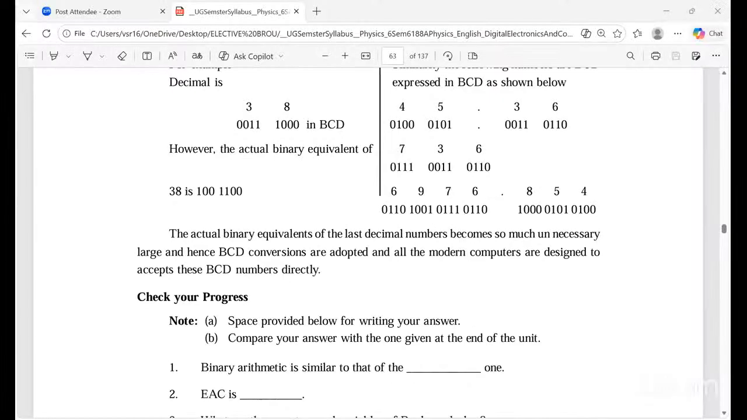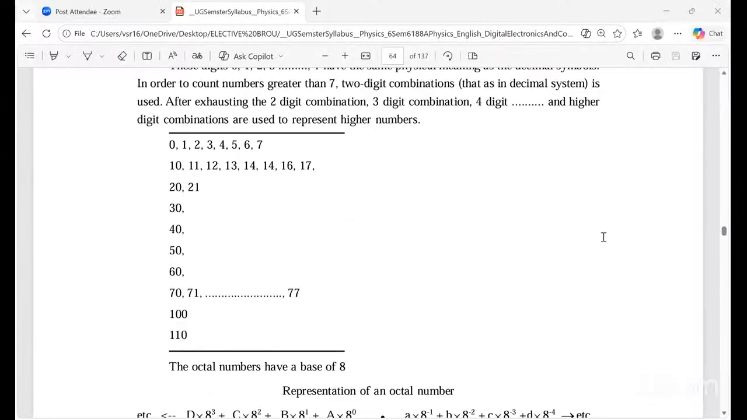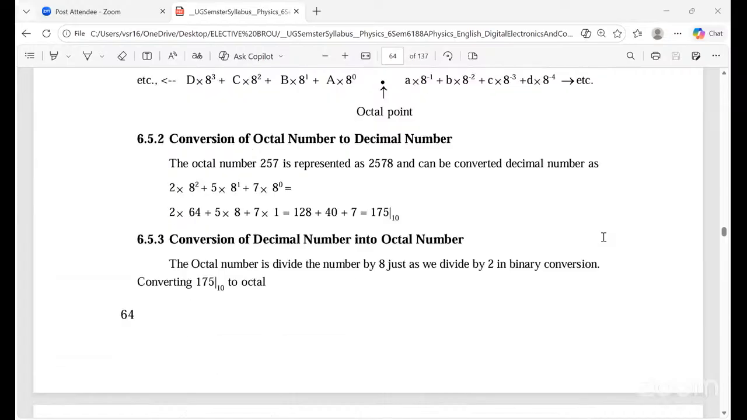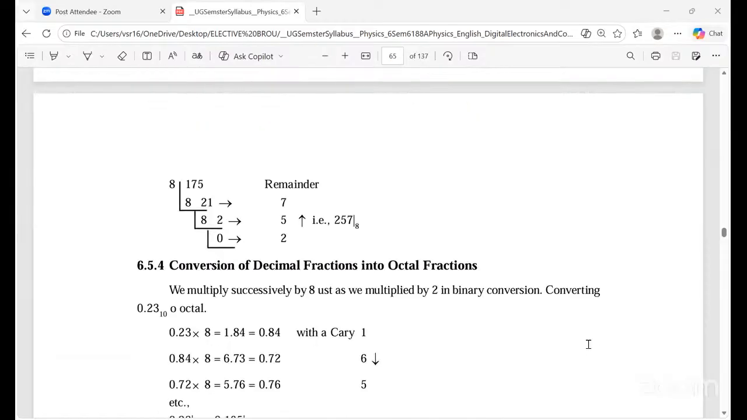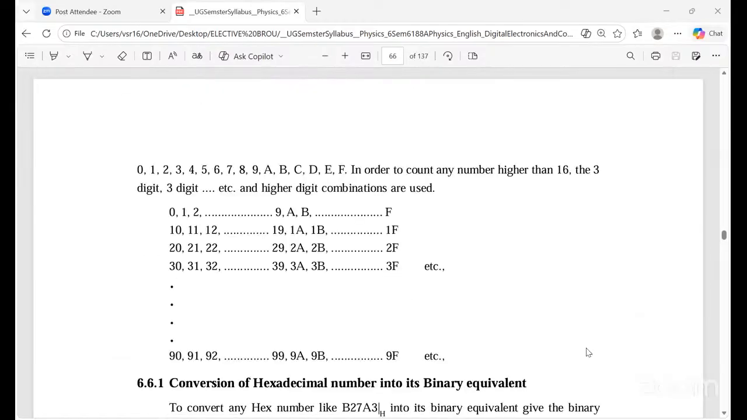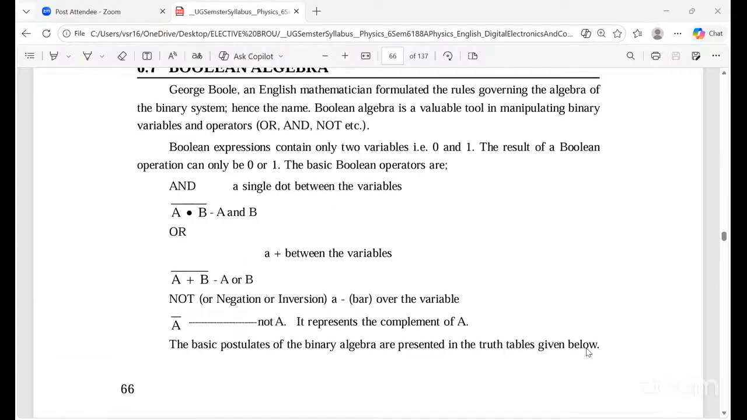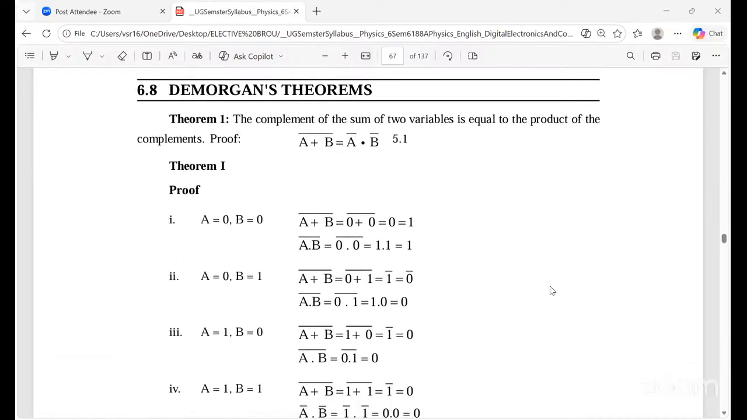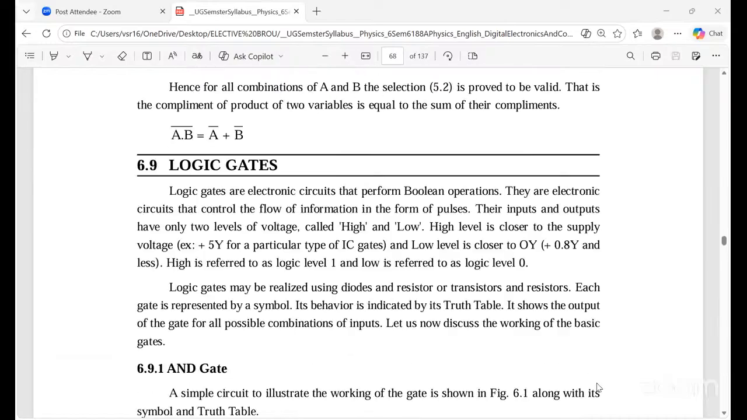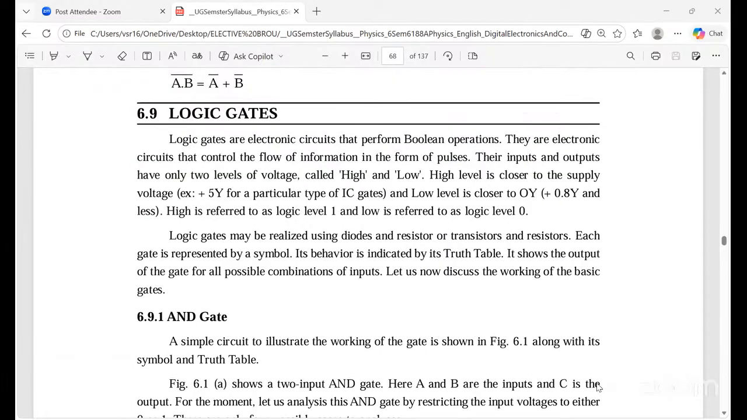So yesterday we discussed BCD, and through the PPT itself I already explained the number conversion: how you convert a binary to a decimal, a decimal to binary, and a fractional number. Everything we discussed through the PPT in yesterday's class. Boolean algebra as well as De Morgan's laws, we already discussed that. The next one is the logic gate.